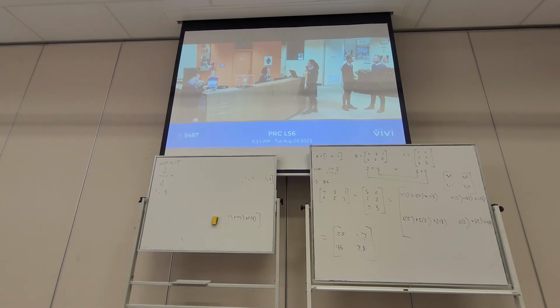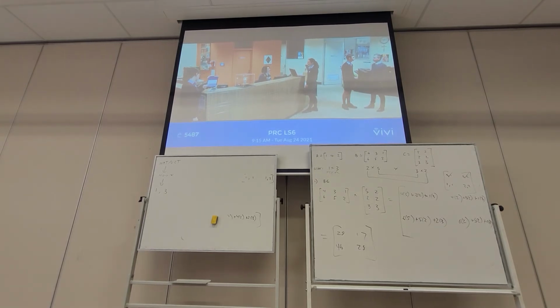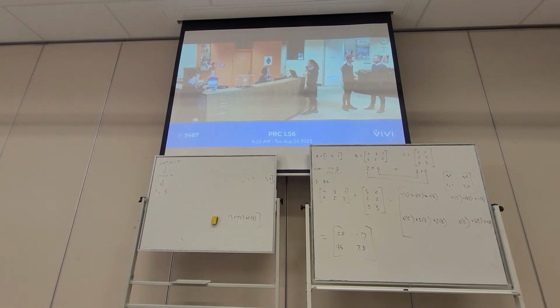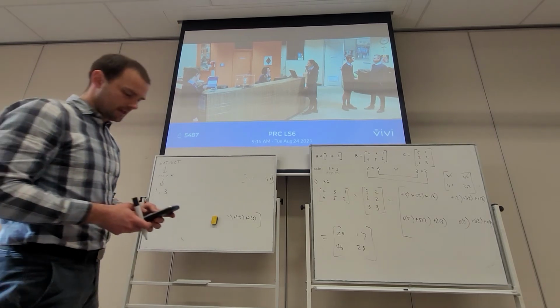You don't have the vectors 1, 1, 1, 2. Okay, so the next one's 2 by 3, and it's 4, 3, 1, 6, 5, 2. And then we have 3 by 2. Okay, anybody start? Okay, excellent. So we've typed in 3 matrices there.